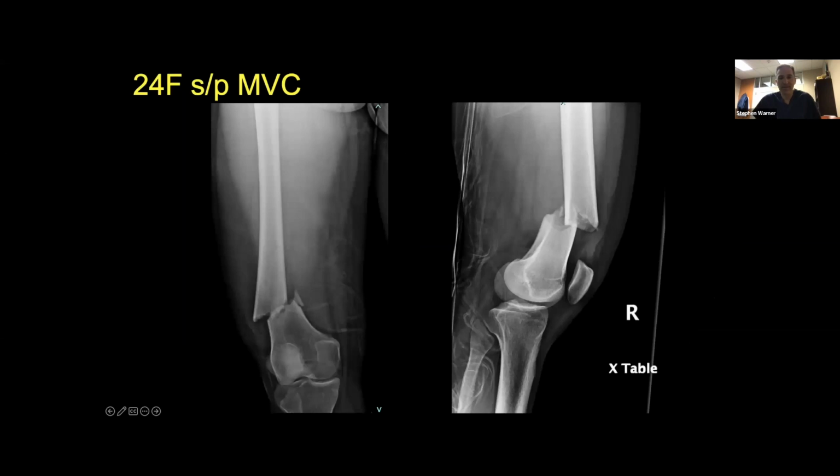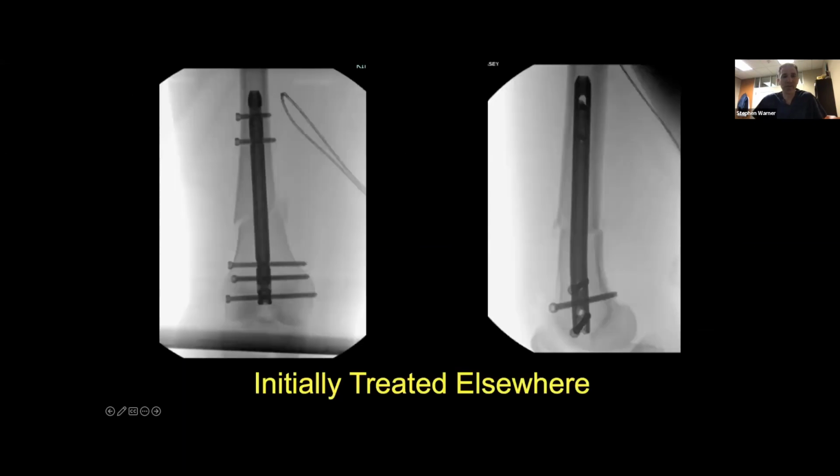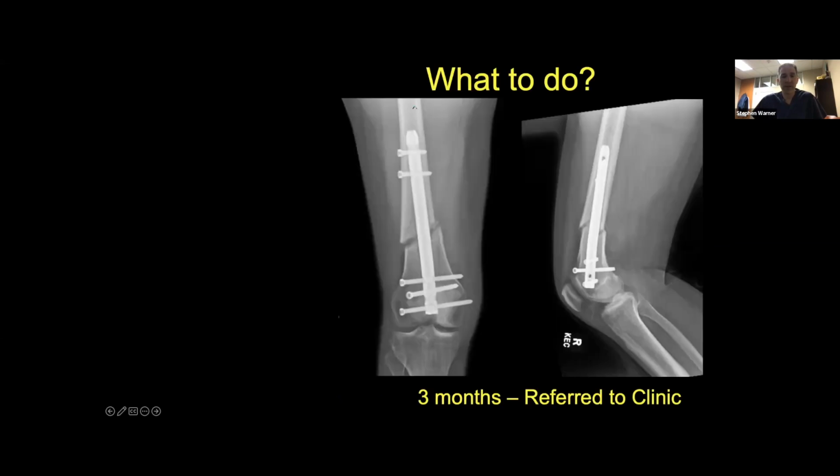Real quick here, one last case, a little quick hitter. 24-year-old MVC with this distal femur fracture, initially treated elsewhere with this retrograde intramedullary nail as shown here, and then referred to clinic at 3 months for this excruciating knee and thigh pain. So, Mitch, what are you thinking here? She's 24. She works at a grocery store. She just wants to get back to work. She's genuine about that, and she's pretty frustrated right now. The treating surgeon just wanted to kind of shorten some of those interlocks because they thought that may help with the pain. But is 3 months too early to do something?